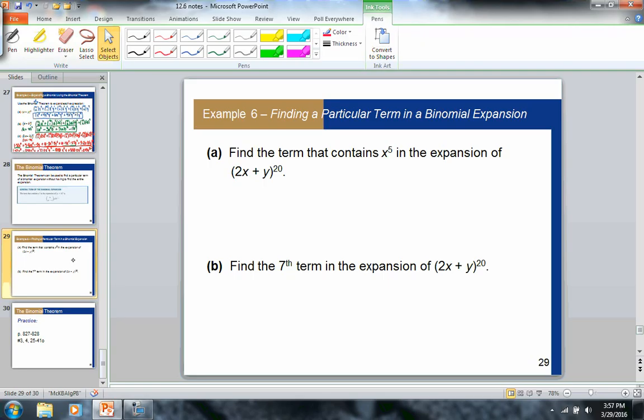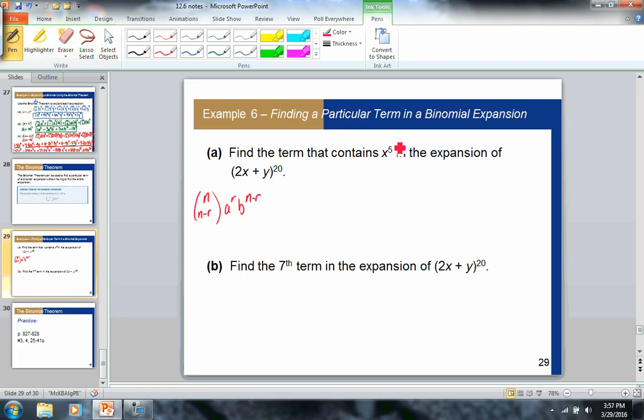So for part A, we're going to find the term that contains x to the fifth in the expansion of 2x plus y to the 20th. Okay, so we want to have x to the fifth. So that means if I look at, or if I even rewrite it here, I've got n, and then n minus r, then I'll have a to the r, and then b, n minus r.